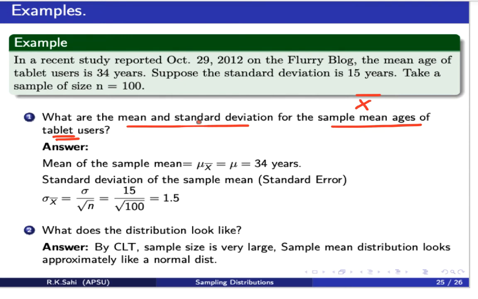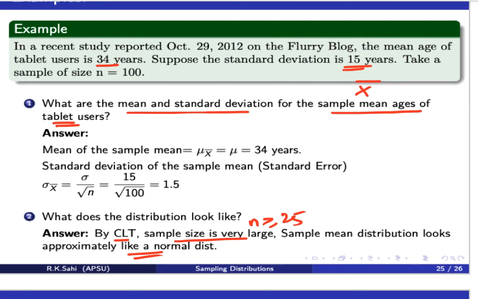Now, you're looking at this one. Remember that this is going to have a normal distribution because n is very large. So the mean of the sample mean is the same as the population mean, which is 34 years, but the standard deviation of the sample mean is going to be sigma over square root n, which is 15, the population standard deviation, divided by square root 100. The answer is 1.5. So what does this distribution look like? Because by CLT, the sample size is very large. Remember, the sample size is n greater than or equal to 25. The sample mean distribution will always look like a normal distribution. Okay.